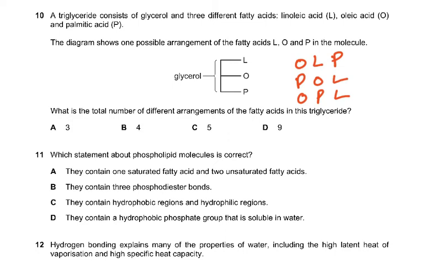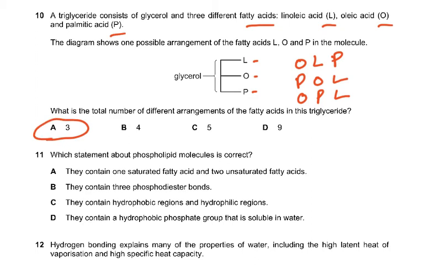A triglyceride consists of glycerol and three different fatty acids L, O and P. The diagram shows one possible arrangement, LOP. The question asks what is the total number of different arrangements of the fatty acids? So it can be OLP, POL, OPL. So the answer is A, which is 3.